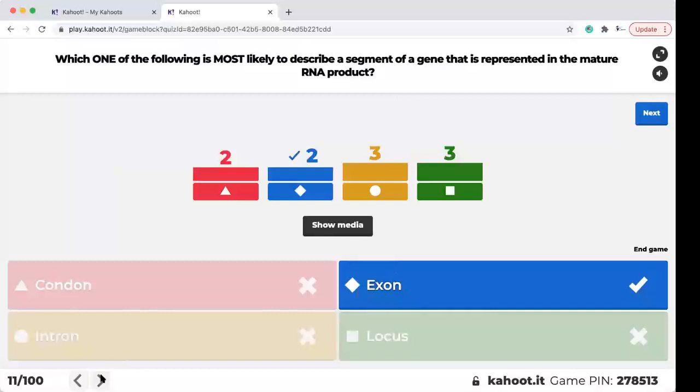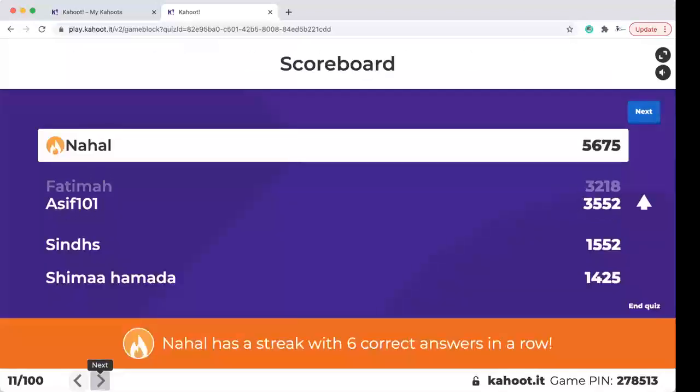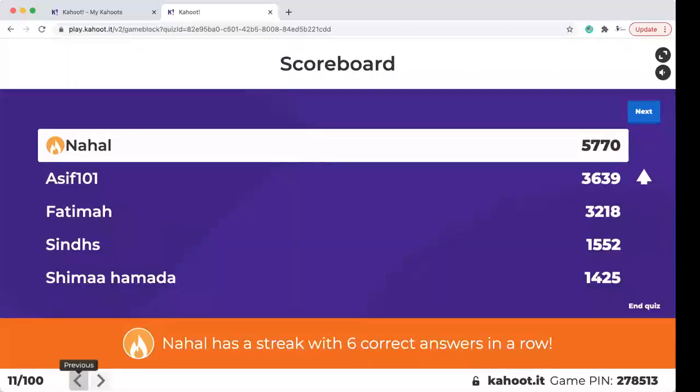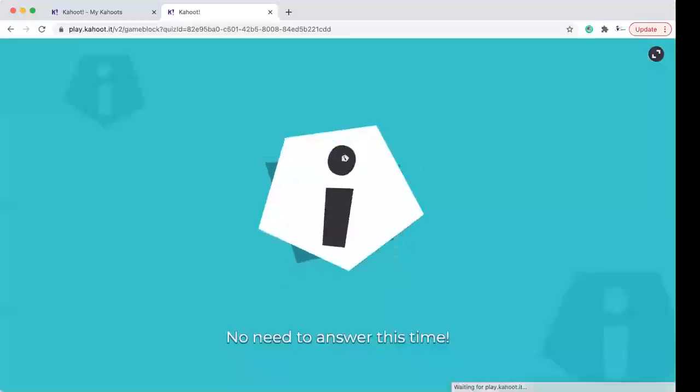Let's see who got it right. Dr. Asif is doing a great job by coming to the second place, and Dr. Nahal is in danger. Okay, so let's see what the explanation is.